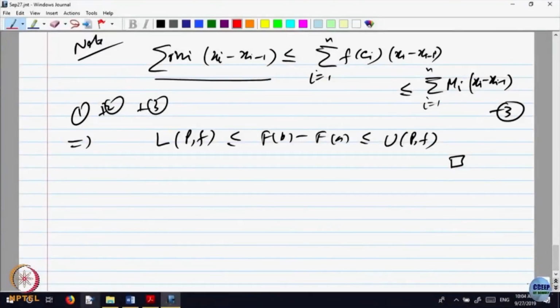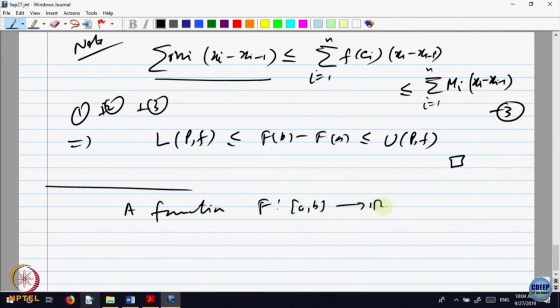Now there is another question that comes. So basically what we are saying is, you can call this the antiderivative. A function capital F a b to r is called antiderivative of a function f.